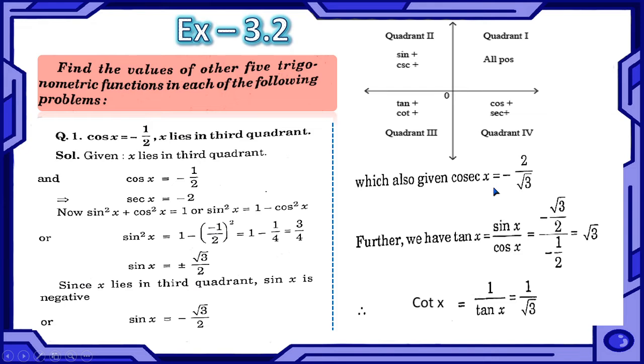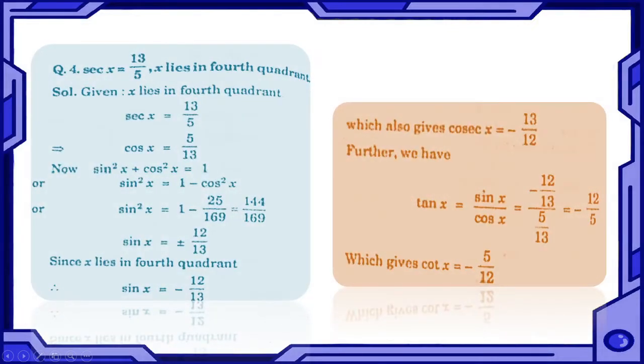From sine we can calculate cosec by taking the reciprocal. Tan x is sine by cos. We can find out it is root 3. Cot is the reciprocal of tan, so it is 1 by root 3. That's how we have to find the remaining functions.